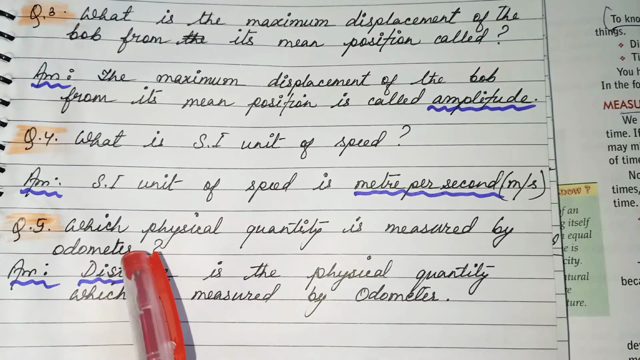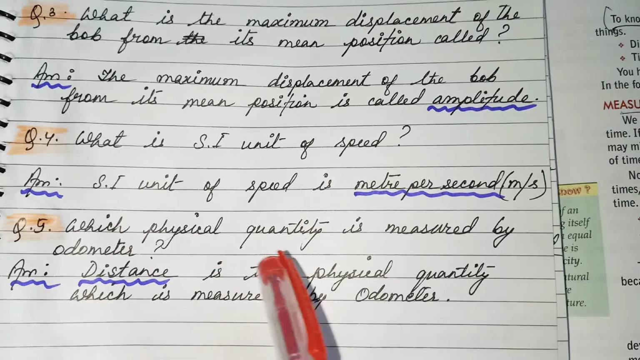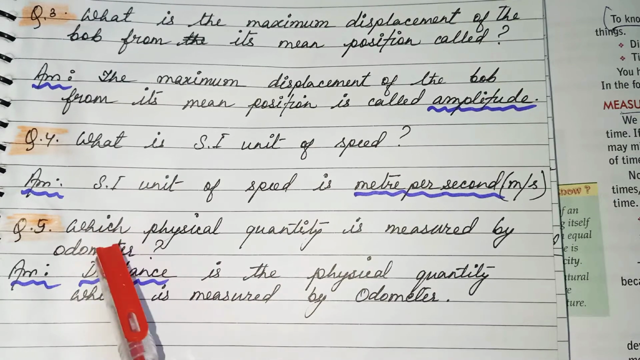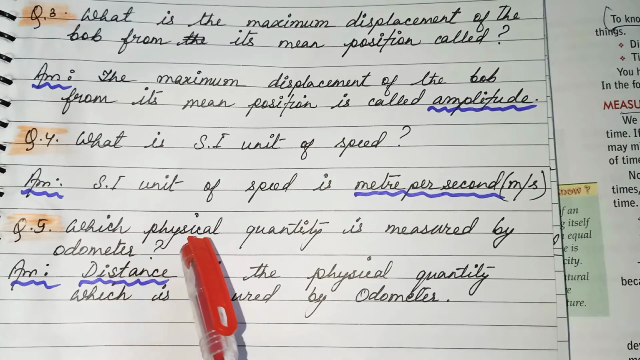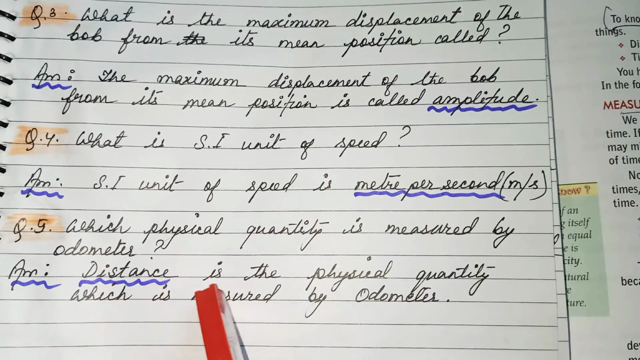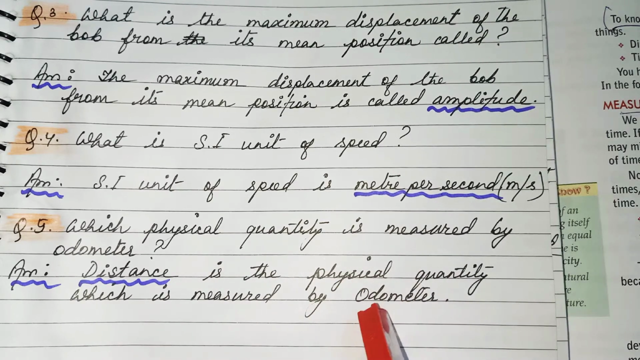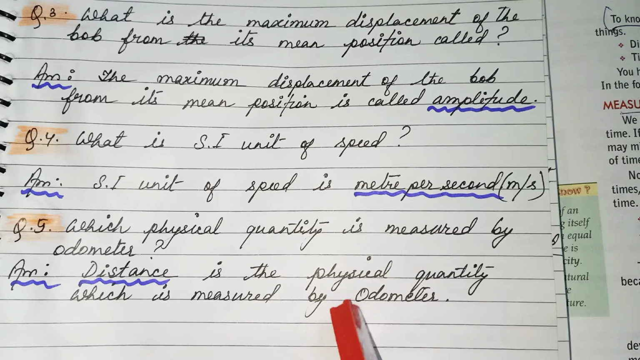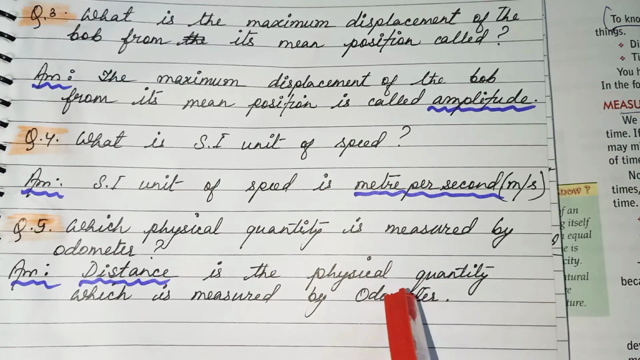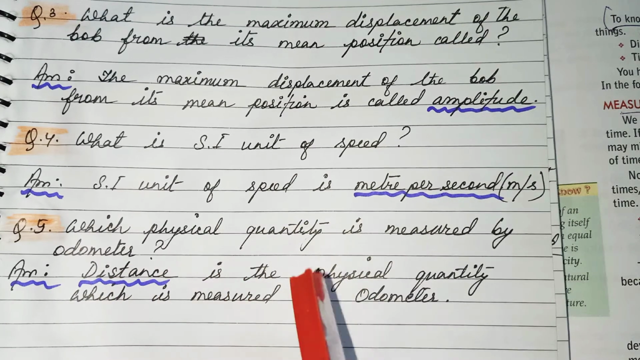Then question number 5. Which physical quantity is measured by an odometer? Here the odometer is an instrument. So with the help of an odometer, what physical quantity do we measure? Distance is the physical quantity which is measured by an odometer. This odometer is found in the scooter, the car, the bus. This device is used to know the distance covered by that car or that scooter.